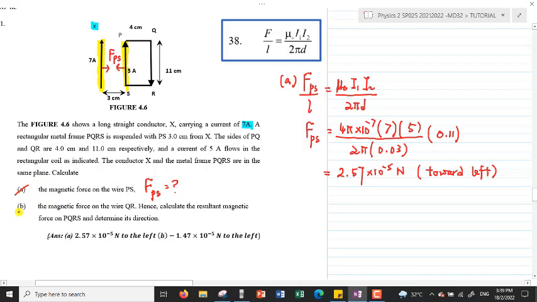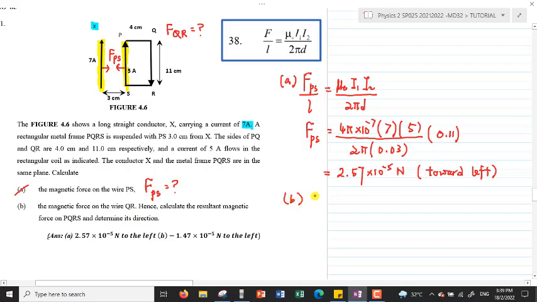Question A done. Question B, the magnetic force on wire QR. So we want to calculate the magnetic force acting on wire QR. So we want to find FQR. What is the value of force acting on wire QR? Hence, calculate the resultant magnetic force on PQRS and determine its direction. So we do the first part first.